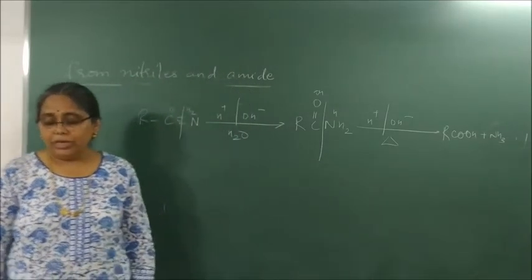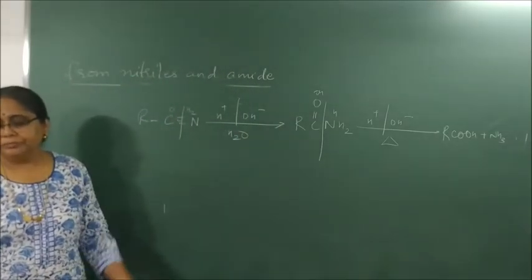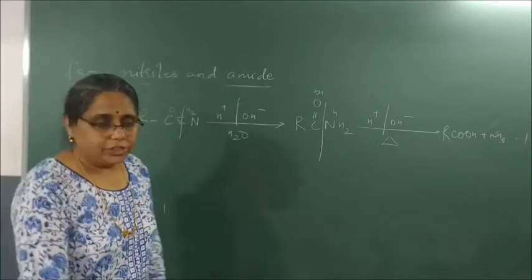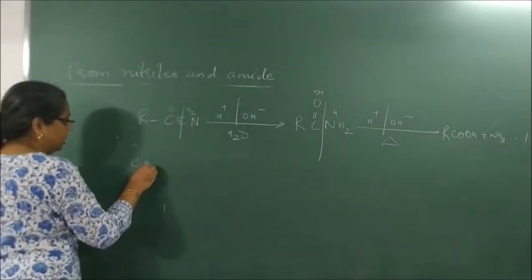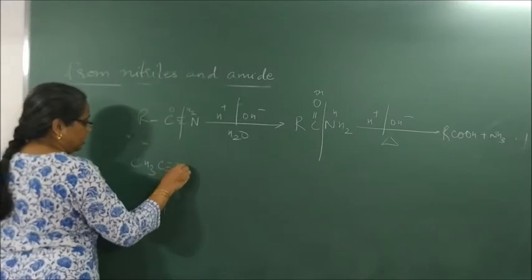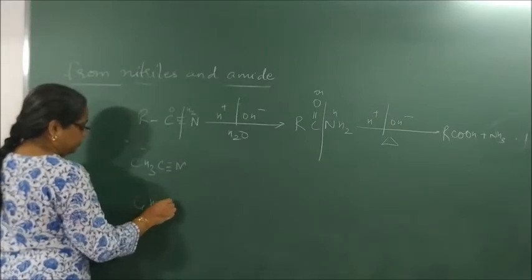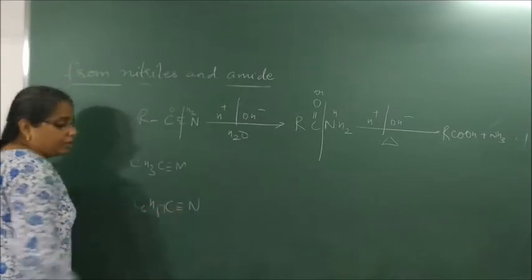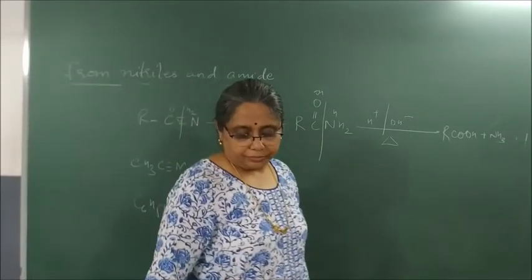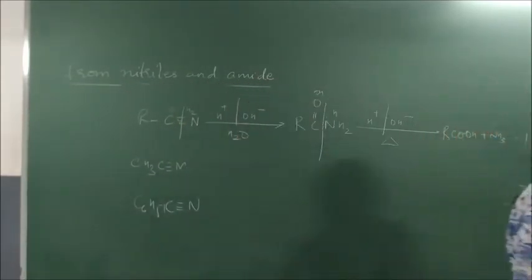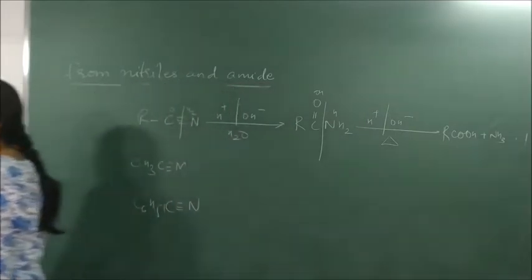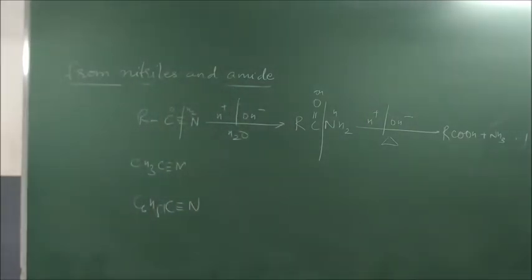Write. Do the reaction with CH3CN and C6H5CN. Do both reactions. Complete the reaction, name the acid, name the intermediate product formed. Name the reaction.